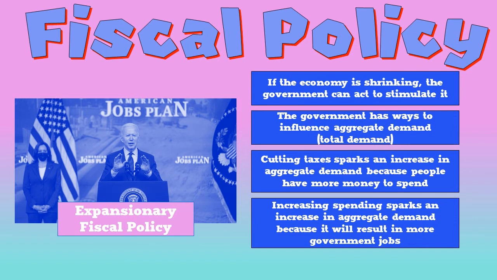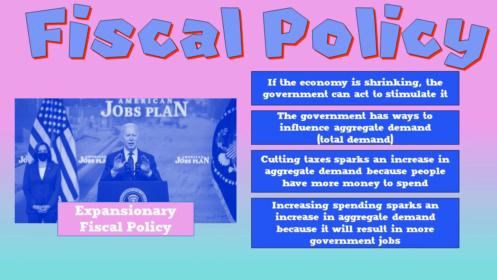When the government is doing this in fiscal policy, when they cut taxes, that gives people more of their own money. And so this causes an increase in aggregate demand. So when you reduce taxes, people have more money to spend, so they want to go out and buy more stuff. That's one way the government can influence demand in the country. When they increase spending, it does the same thing. This sparks an increase in aggregate demand because it means more people have jobs.